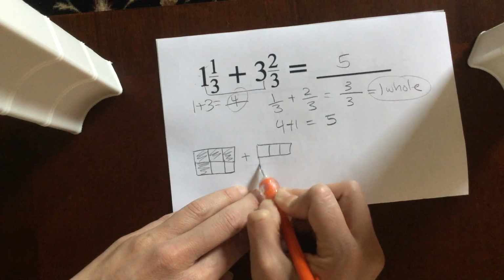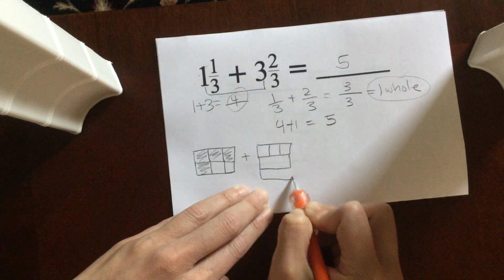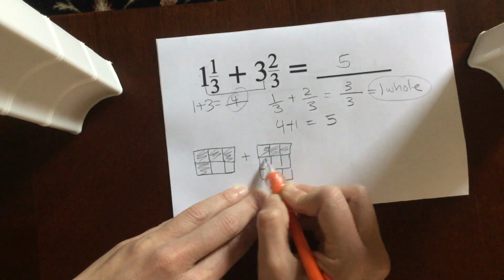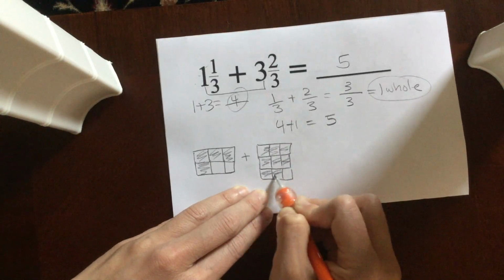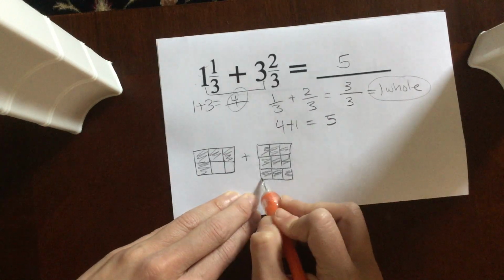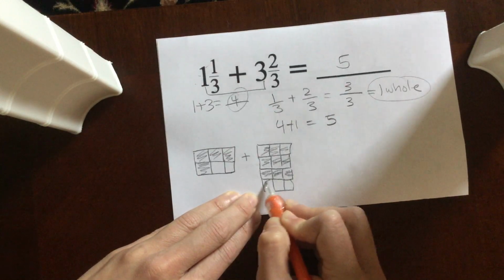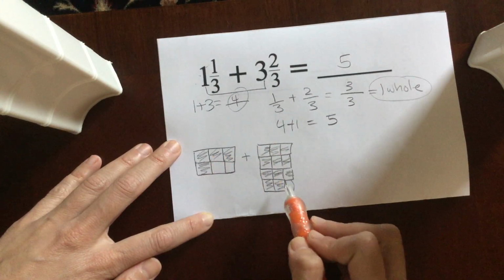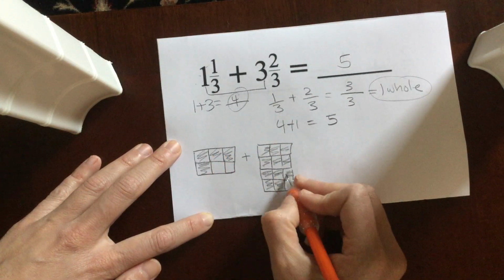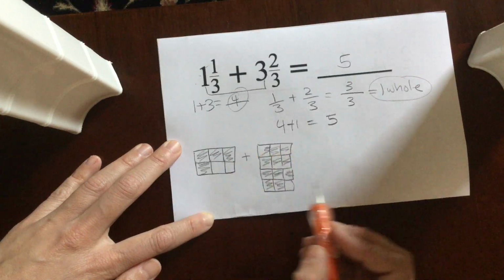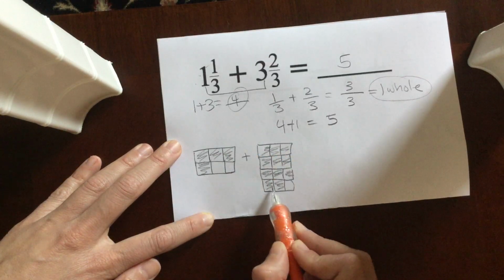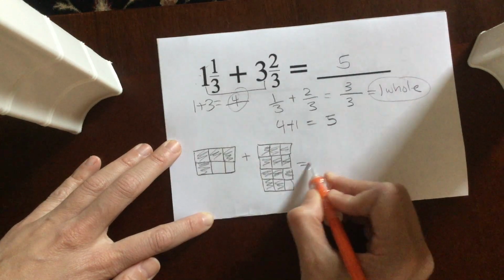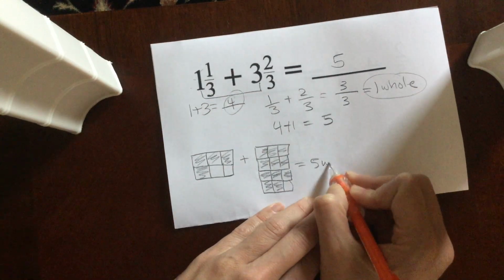So again, we have 3 wholes, and then 2/3. So when I put all of this together, I'm seeing 1, 2, 3, 4 wholes, and then another 1, 2, 3, 3/3, which makes it into the 5 wholes. This is where the 5 wholes comes from.